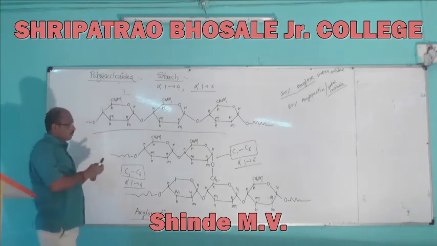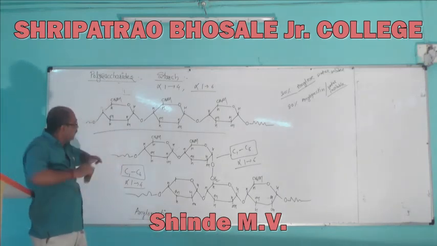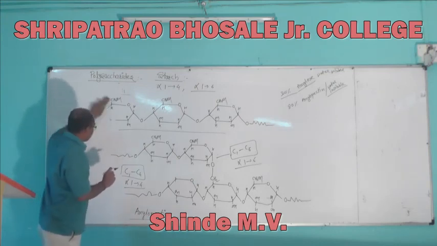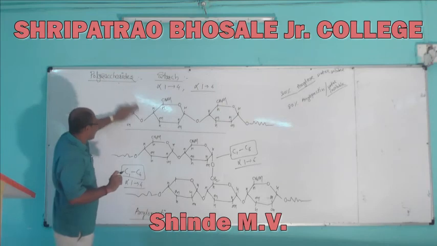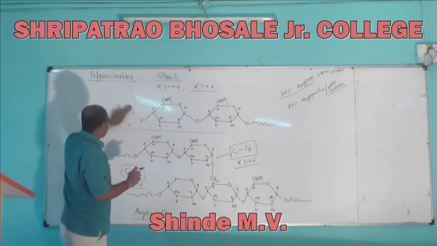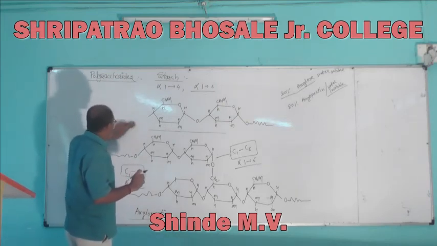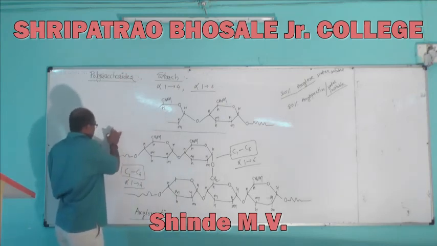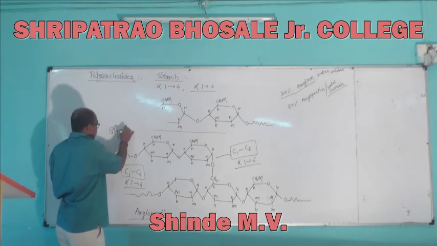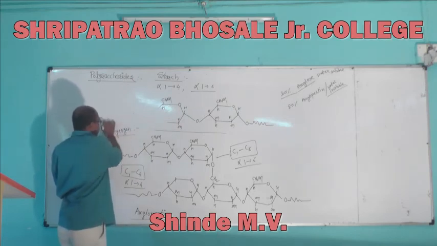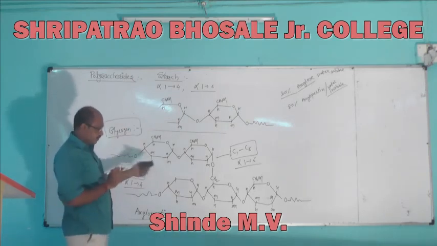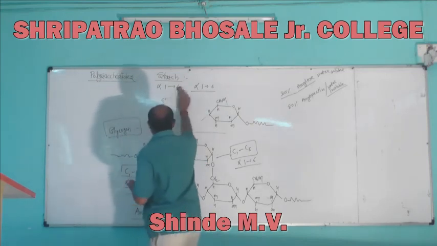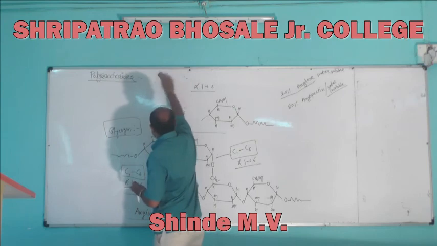Now listen carefully. The amylopectin structures are present in glycogen. When we observe the polysaccharide glycogen, which is considered as the animal starch, it has the structure of amylopectin. The glycogen has molecules like amylopectin in the structure.